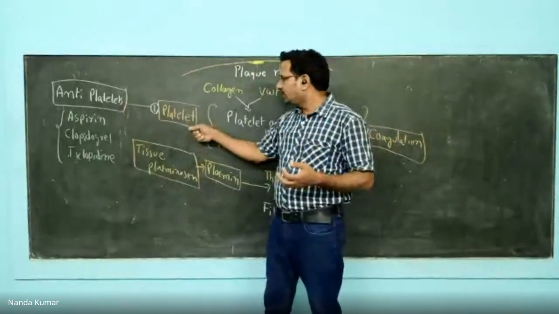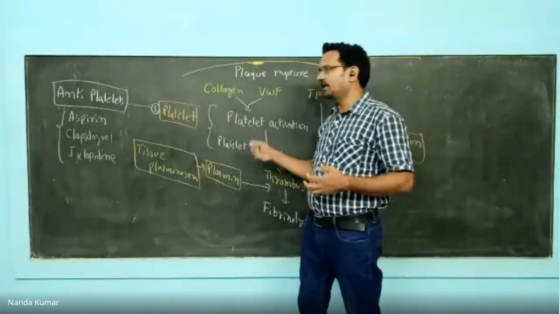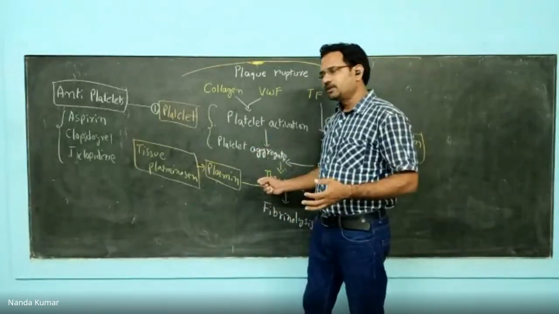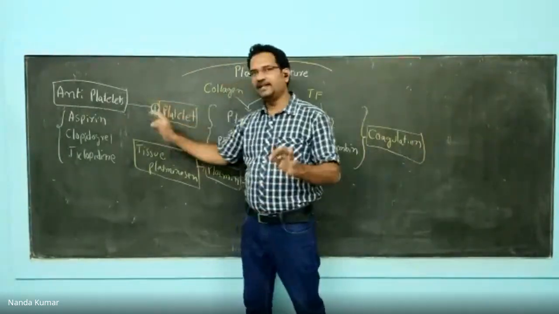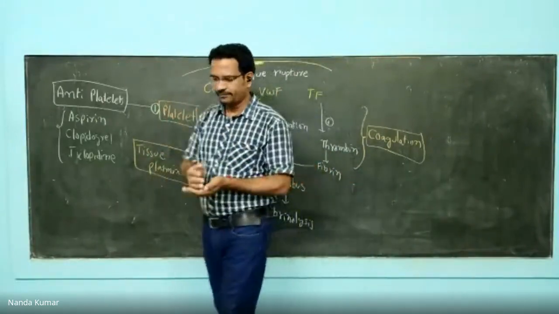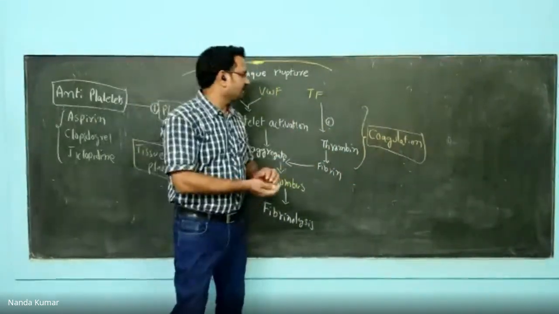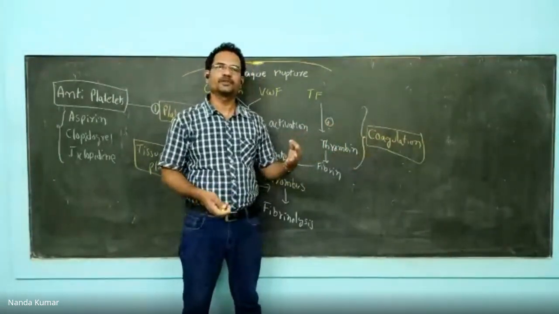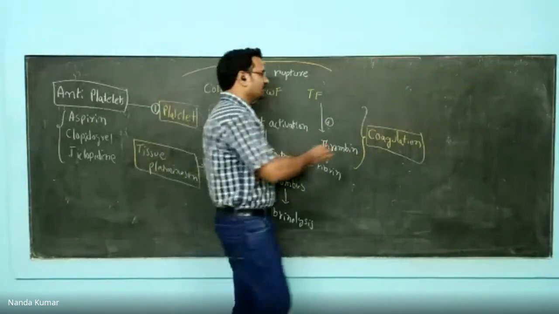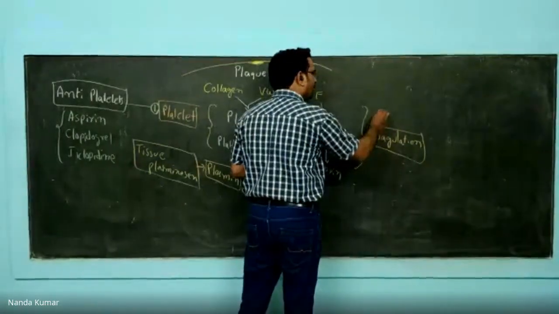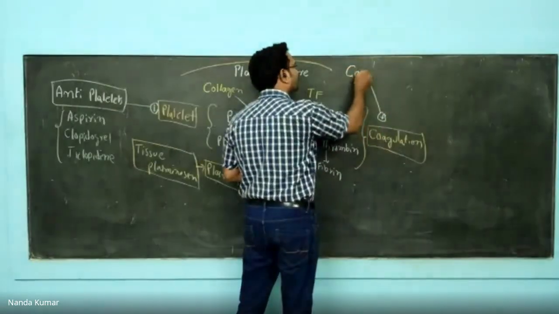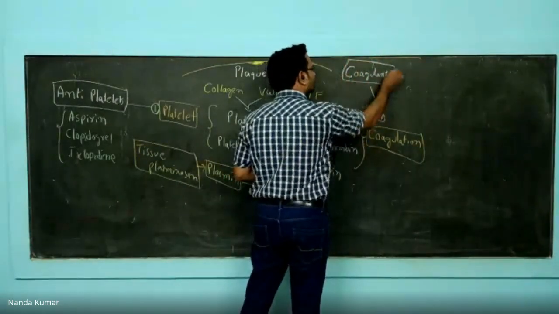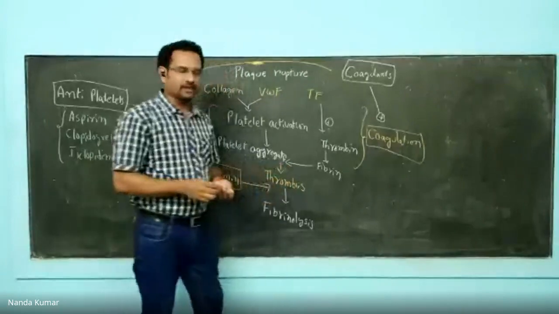How do they act? They inhibit the process of platelet activation and aggregation. If it is inhibited, thrombus formation is inhibited. So these agents are called antiplatelets. Now, coming to the other thing. The activation and formation of fibrin is called the coagulation process. Now, the coagulation process is activated by coagulants. So coagulants are the drugs which will activate the process of coagulation.